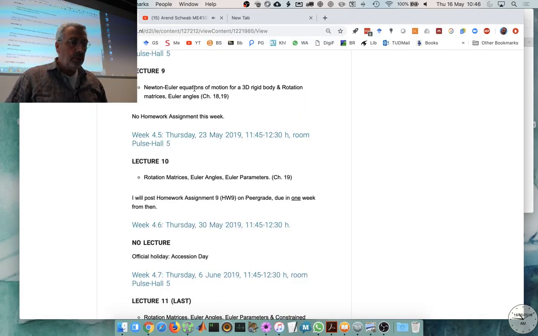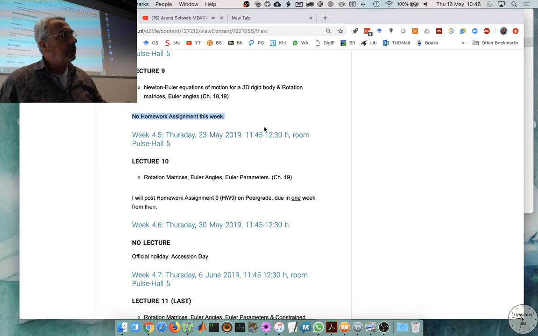So what are we going to do? Lecture 9, Newton-Euler equation of motion for a 3D body and rotation matrices and Euler angles. But the most important thing is this, right? So yeah, this is an introduction to the more complex rotational description in space, with rotation matrices, Euler angles, Euler parameters. I need to get up to speed. It takes me some time for that.